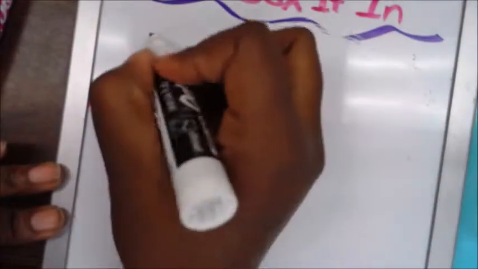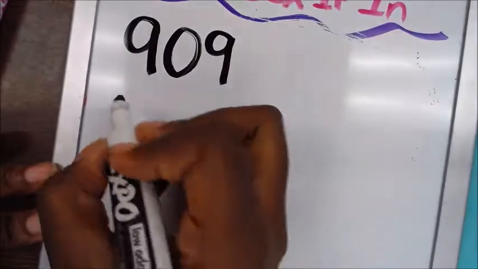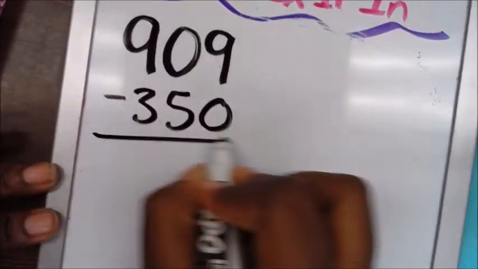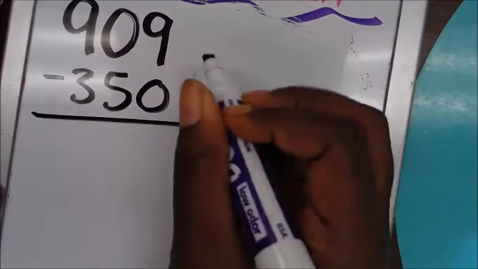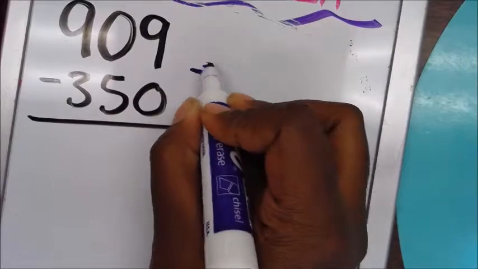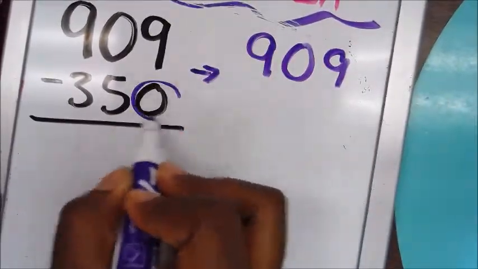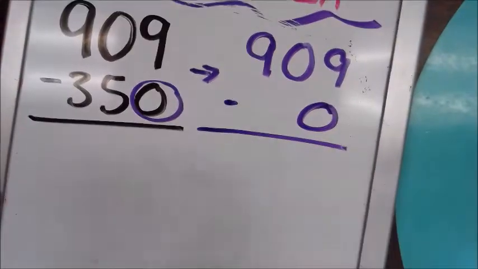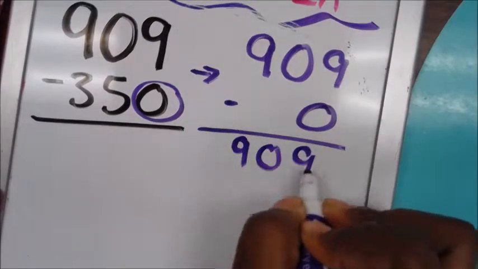Good. Now that we've got it, let's see if we can do one more together. Let's do the number 909, and let's subtract 350. Our first step again is to rewrite this problem so that we can start to subtract. We keep the big number 909 and we start in the ones. We want to take 0. I hope you saw it right away. This is the easiest problem because we aren't taking anything. It just ends up being 909.